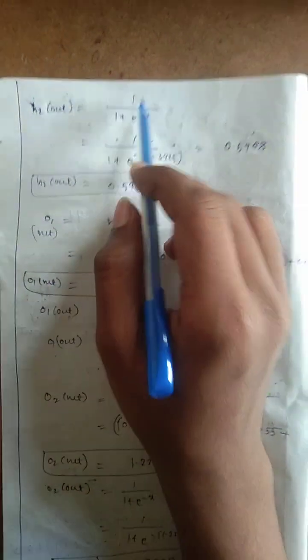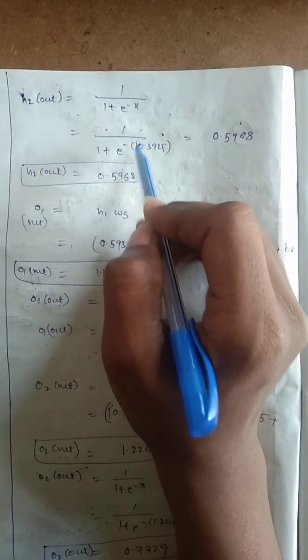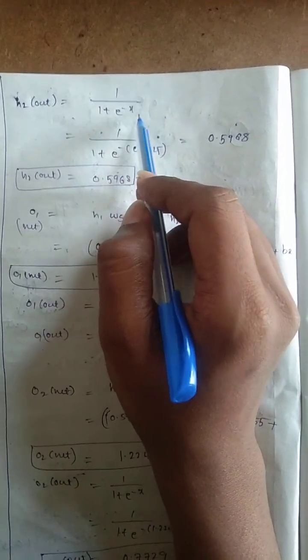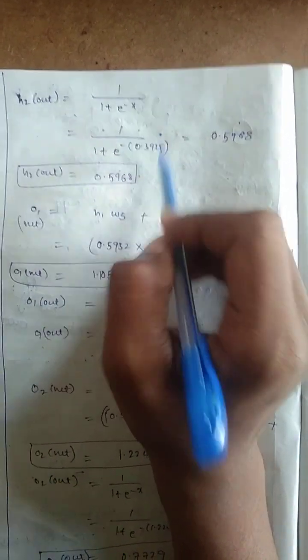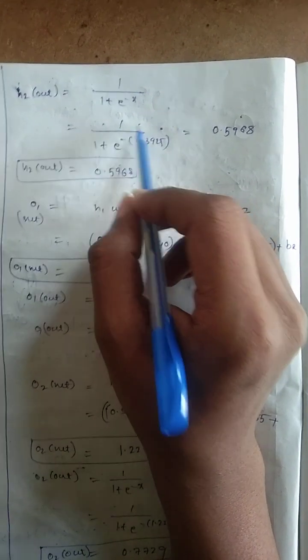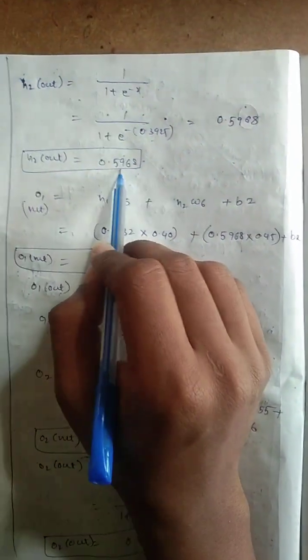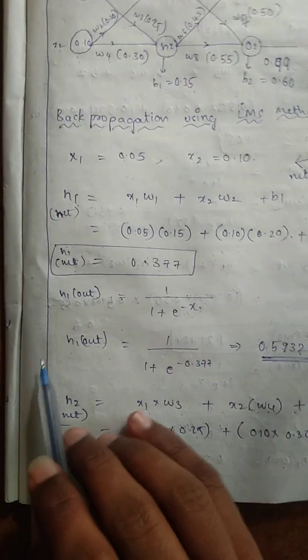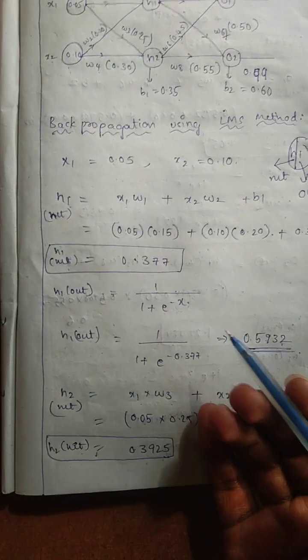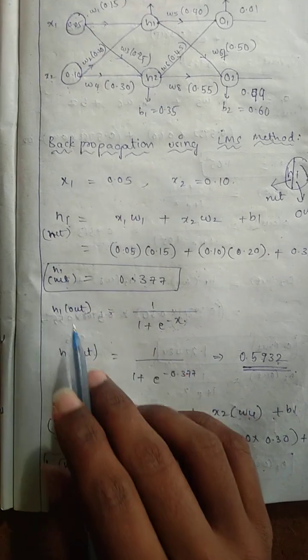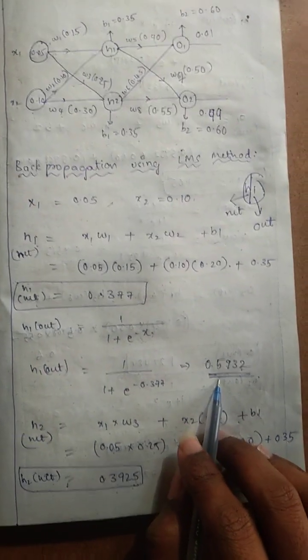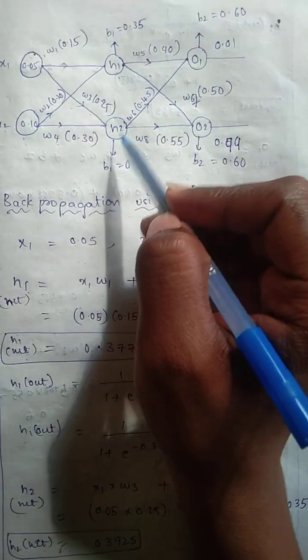Now see the h2 out value. h2 out value is equal to 1 by 1 plus e power minus x. In the place of minus x we place the h2 net value. If we simplify this we get the h2 out value. Now we get the h2 net value and h2 out value, as with h1 net value and h1 out value. Now we have completed h1 and h2.